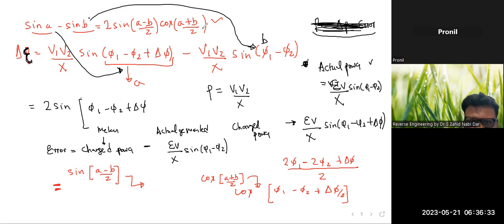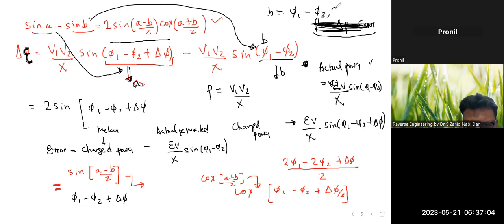Here I will again tell you, in this scenario, look at this. This would be equal to A. A value is how much? A value is equal to phi 1 minus phi 2 plus delta phi. This is my A value, this whole term is the A value. B value is this term. I've already written the B value. I will write down B is equal to phi 1 minus phi 2, and here A is equal to phi 1 minus phi 2 plus delta phi.